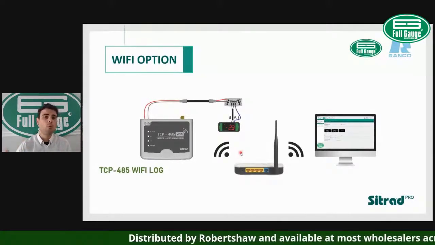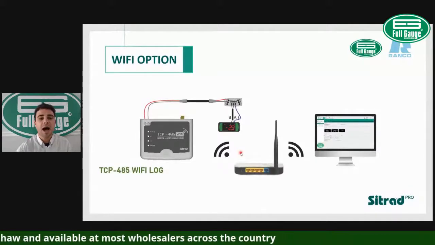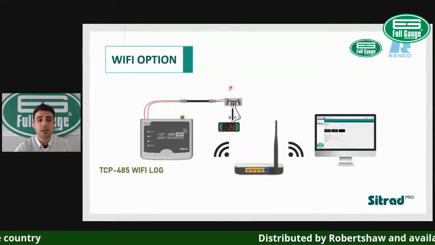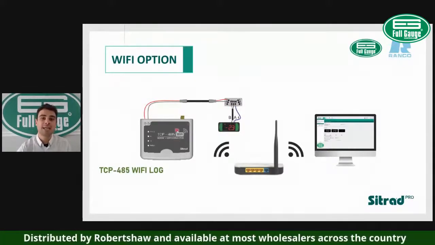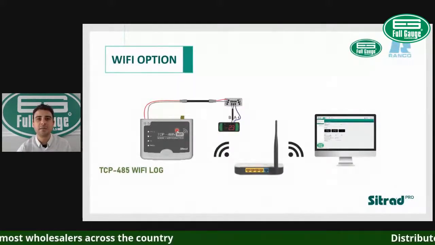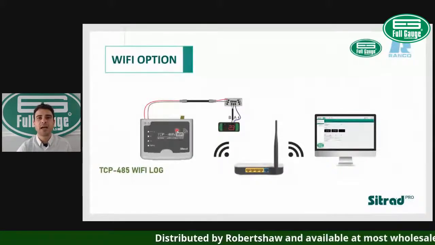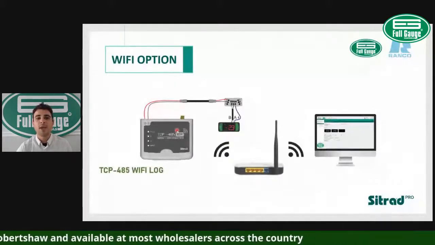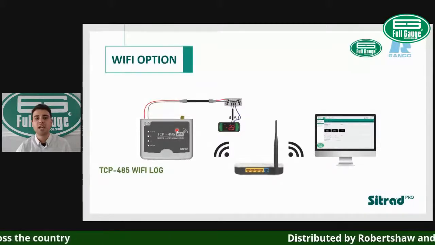So let's say we want to host the CTRAD on-site. How does that work? I can connect individual controllers to each TCP, or I can also connect up to 32 controllers to one TCP 485 Wi-Fi. Yes, up to 32 controllers to one TCP 485 Wi-Fi. Same wiring structure, the same daisy chain connection.